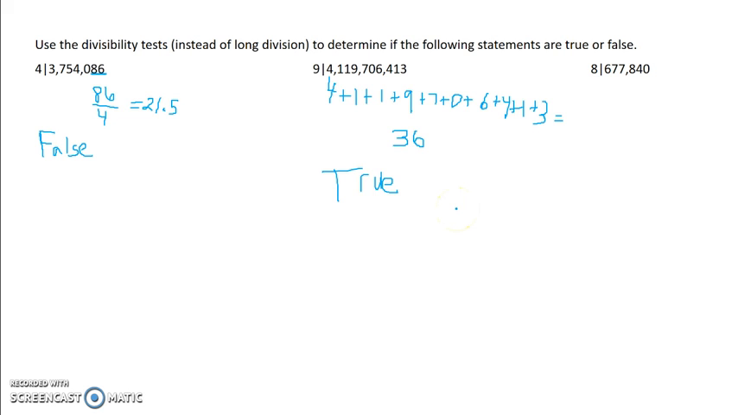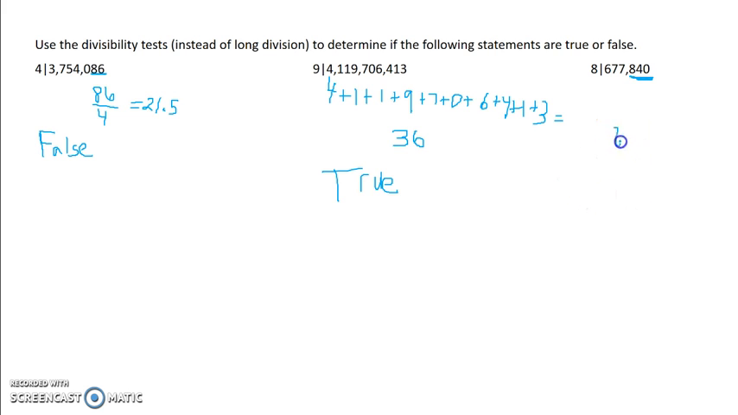Alright? So let's look at this last one. The last one says, is 8 a divisor for, or will it divide into 677,840? Well, for 8, what we want to do is look at the last 3 digits. Do the last 3 digits form a number that is divisible by 8?